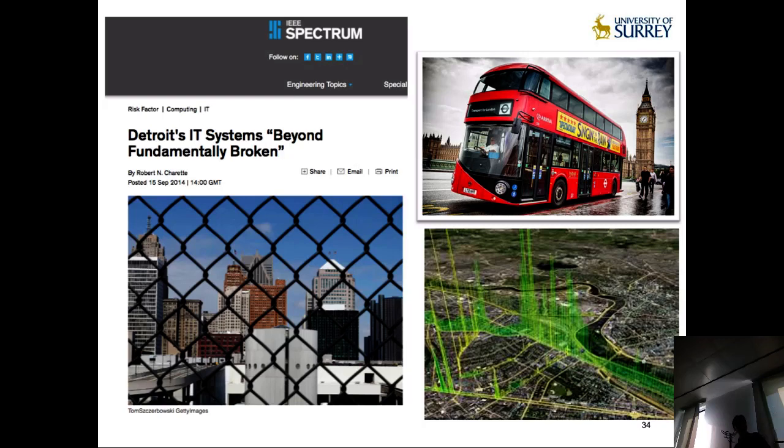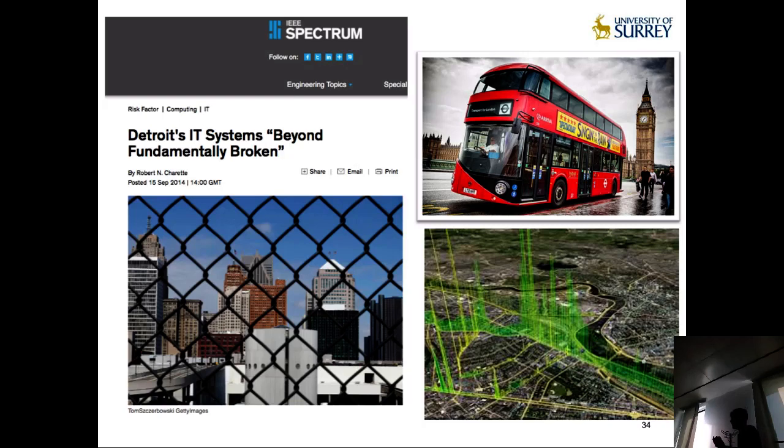An example I came across a few years ago was from the city of Detroit. I don't know if you know the story of Detroit. A few years ago, the city, a city in the US, in Michigan, went bankrupt. And around the bankruptcy, IEEE had an article about the state of the IT system in Detroit. They were talking about how some of the infrastructure and IT systems they had were very old. Some of the fire departments were still using fax machines to dispatch information.